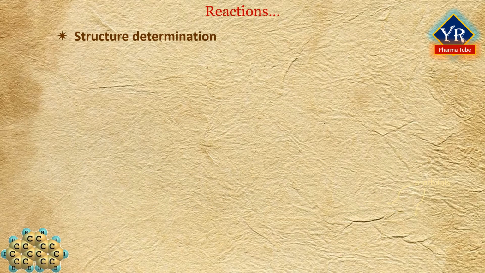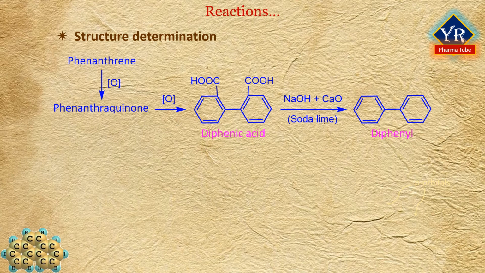Determination of phenanthrene structure. The angular form of phenanthrene structure was determined by a set of reactions which are explained here. Phenanthrene on oxidation gives phenanthraquinone, which further oxidizes to give diphenic acid. The diphenic acid on treatment with soda lime gives diphenyl.